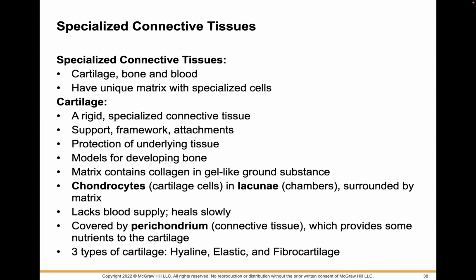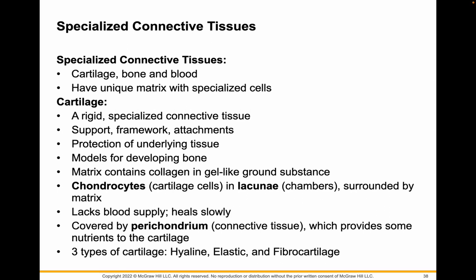Chondra means cartilage. I'm trying to think of a word besides chondrocyte right now. There will be one later. I can't remember it off the top of my head. But cyte means cell, so chondrocyte is cartilage cell. And they live in these little lakes called lacunae, these chambers, these spaces. And so no blood supply, unfortunately. So not going to be able to heal cartilage easily. It is covered by perichondrium. Remember, chondra means cartilage, and peri is around. It is a connective tissue, and it can provide a little bit of the nutrients.